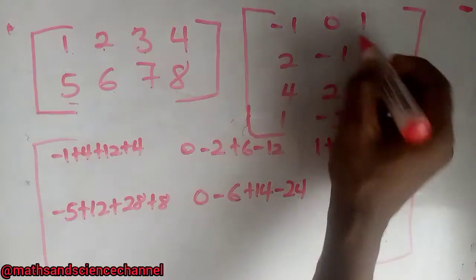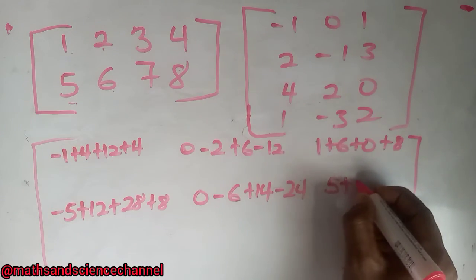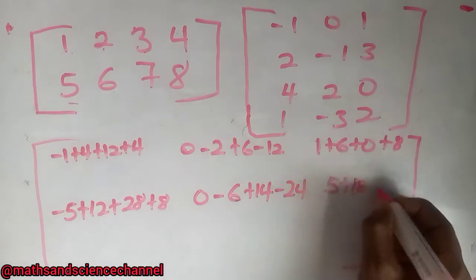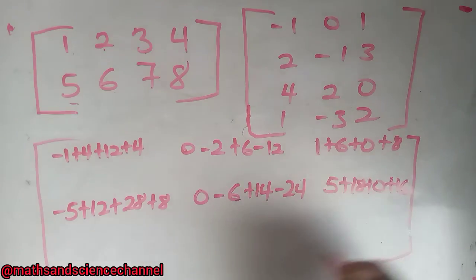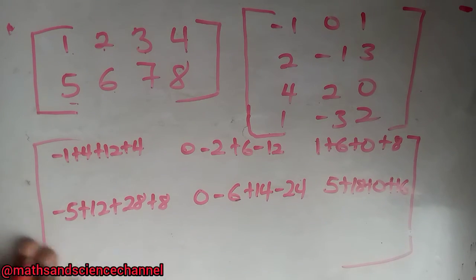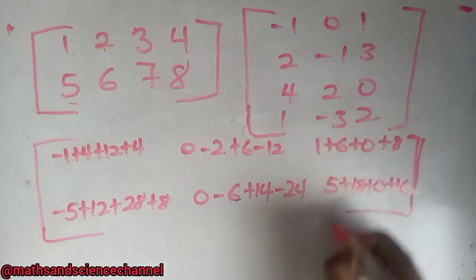Now we have 5 multiplies by 1 here, we have this to be 5. 6 multiplies by 3 here, we have this to be 18. We have 7 multiplies by 0 here, we have this to be 0. 8 multiplies by 2 here, we have this to be 16. Okay, so this is what we have for the whole matrix. That is finding the product of these two matrices.